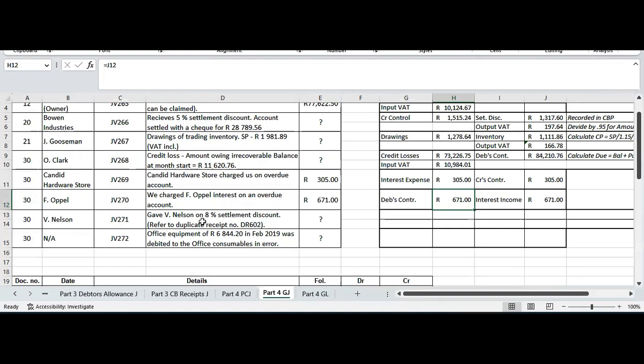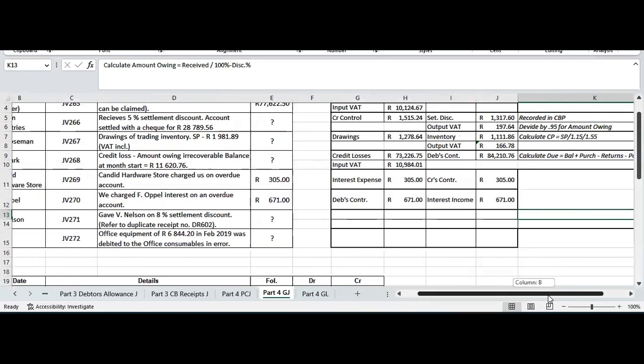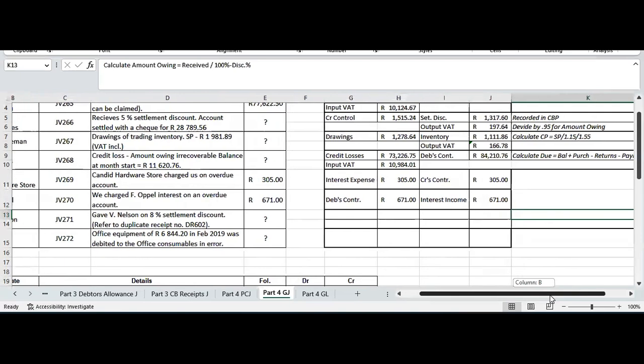Okay, so we have to refer to that, and that is telling us that there was movement on his account from the beginning. Okay, so we must calculate the amount that he owed us. It is the amount that we received divided by 100% minus the discount percentage. But that doesn't help us yet.